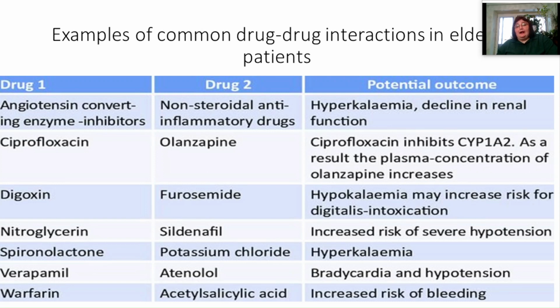Ciprofloxacin plus olanzapine: ciprofloxacin inhibits cytochrome 1A2. As a result, the plasma concentration of olanzapine increases and toxicity of olanzapine increases. Digoxin, furosemide: hypokalemia may increase risk for digitalis intoxication. Nitroglycerin, sildenafil: increased risk of severe hypotension. Spironolactone, potassium chloride: hyperkalemia. Verapamil, atenolol: bradycardia and hypotension. Warfarin, acetylsalicylic acid: increased risk of bleeding.